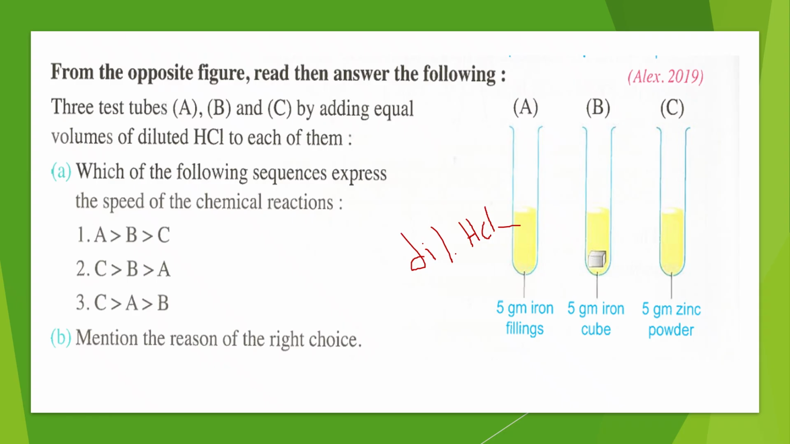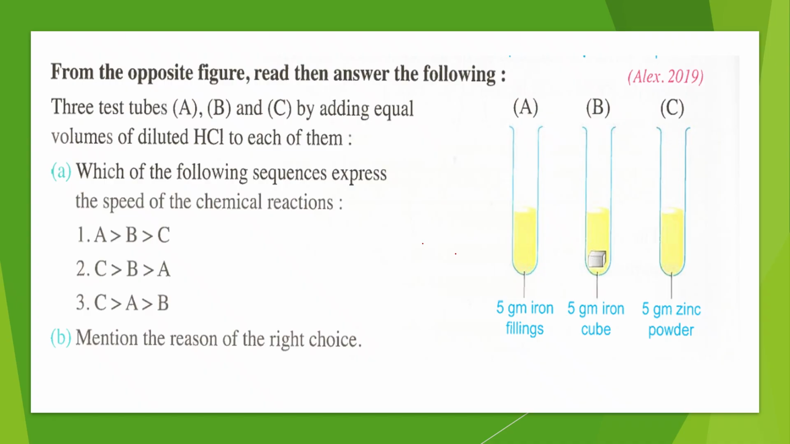The question now, arrange them according to the degree of the speed of the chemical reaction. This is dilute hydrochloric acid in number 2, and in number 3. The 3 tubes contain the same acid with the same concentration. Same acid, same concentration in each of the 3 test tubes. I mean in A, B, and C. Okay? So, let's arrange them according to the speed.